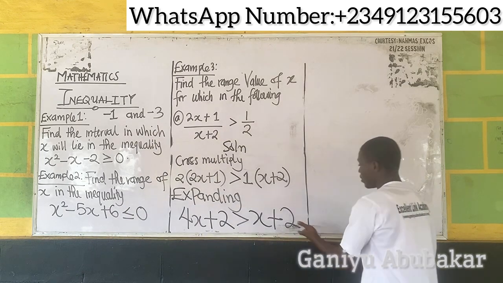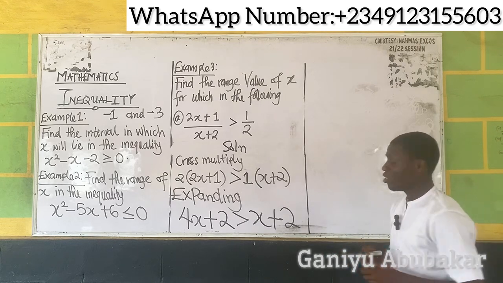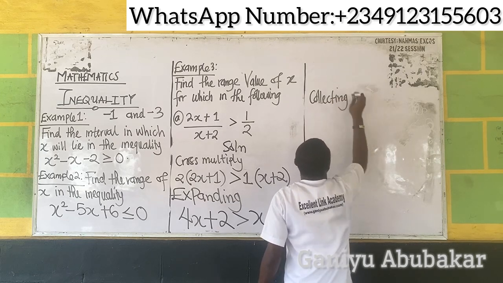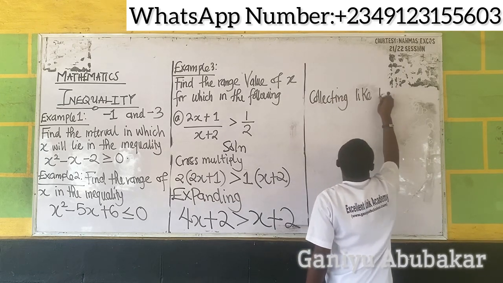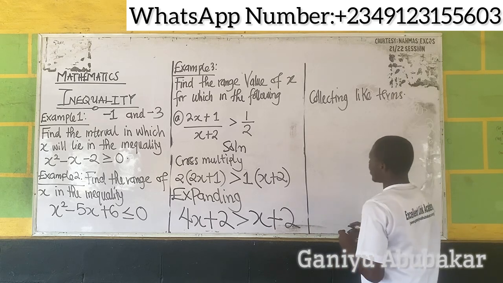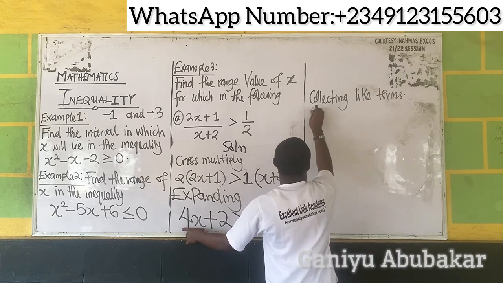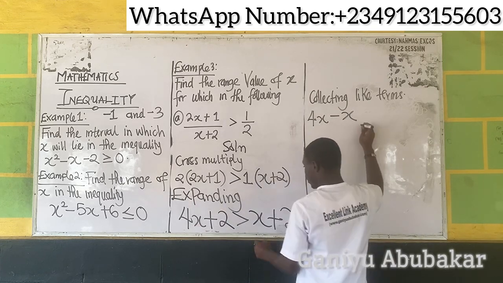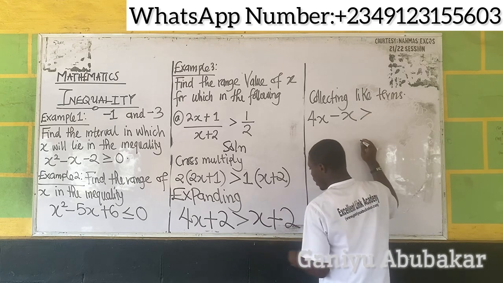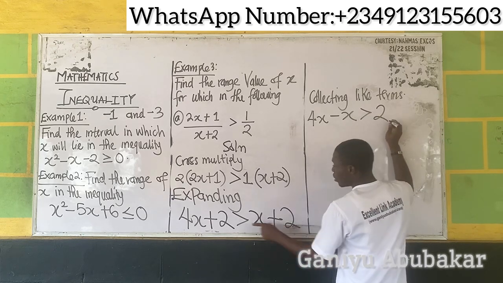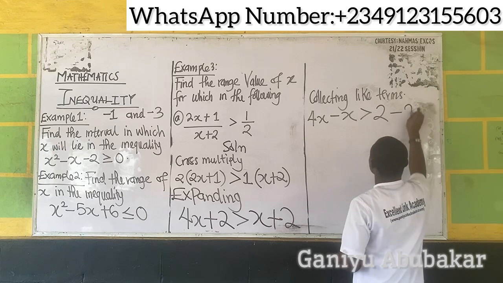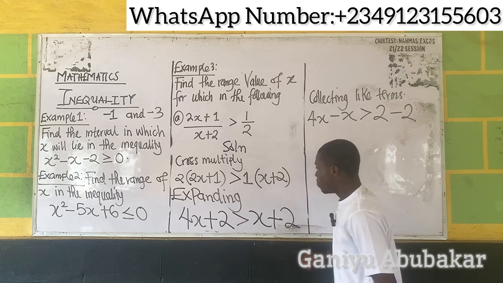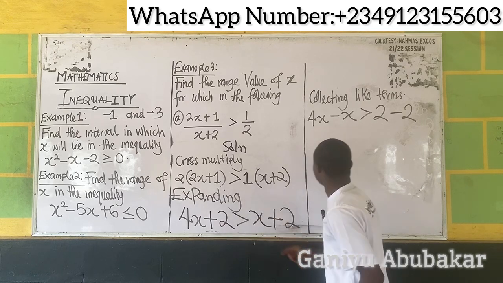Next priority here, as you can see, is to collect like terms. So collecting like terms, what do I get? So of course, this 4x, I have 4x. This one here moves here, gives you minus x. Greater than, I have 2 minus 2. So of course this one will give minus 2.